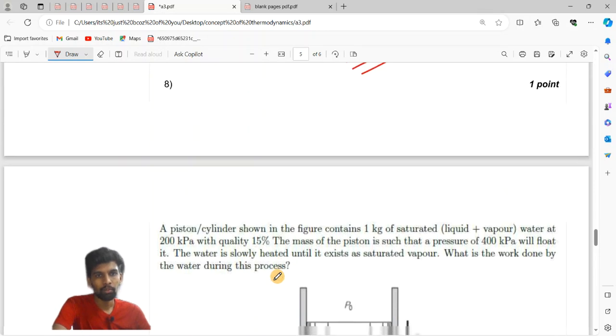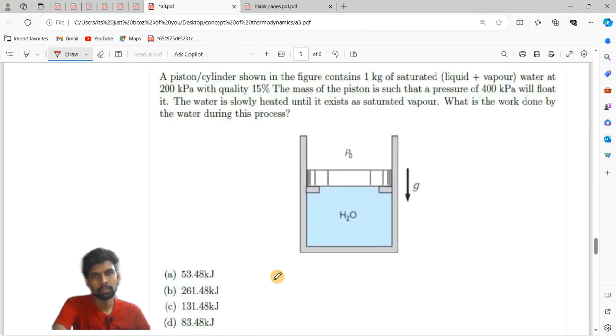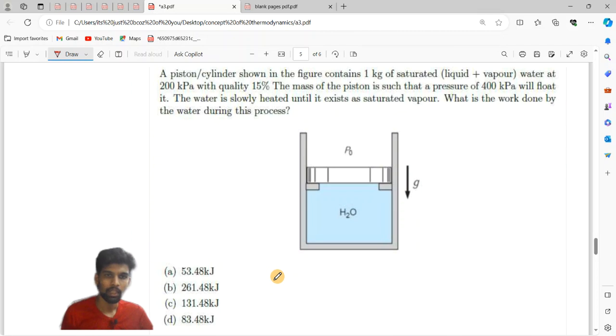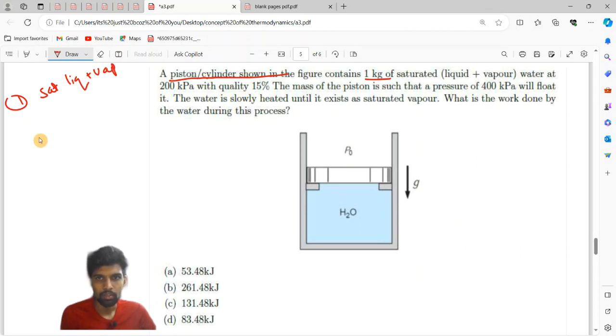Then question number 8. What they have given is a piston cylinder shown in the figure containing 1 kg of saturated liquid plus vapor water. So at state 1, it is saturated liquid plus vapor water. The mass of water is nothing but 1 kg, and since it is a closed system, the mass will not change.